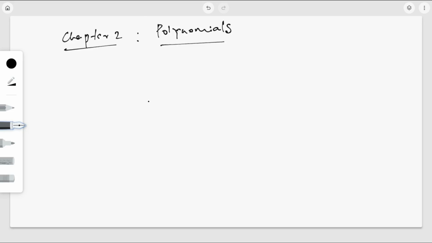In this video, we'll solve all the NCERT exercise problems from polynomials. So we'll stick to just exercise problems in this video. So without ado, let's start. First exercise from this polynomial.